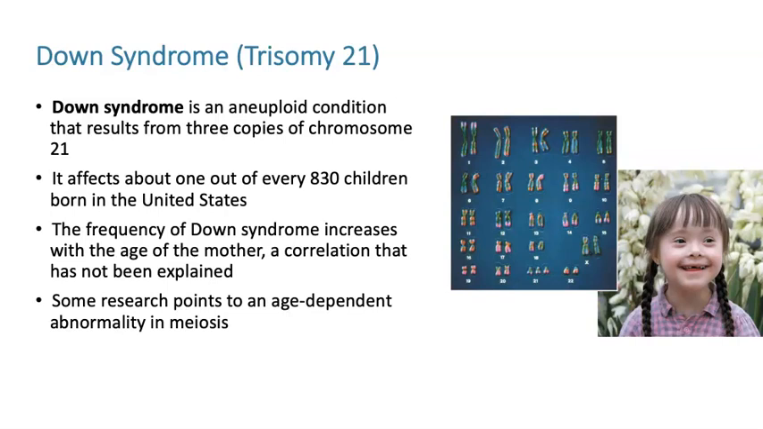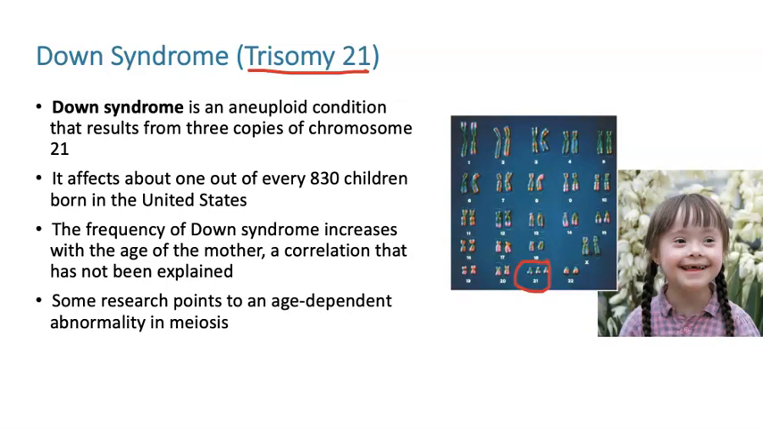So the first thing that we're looking at here is Down syndrome, and this little girl has Down syndrome, and this is an aneuploid condition for chromosome number 21. So here's chromosome number 21 right here, and there are 3 chromosomes there. So that's also a trisomy. And so another name for Down syndrome is trisomy 21. This is a fairly common genetic disorder. It affects about 1 in every 830 children in the United States.